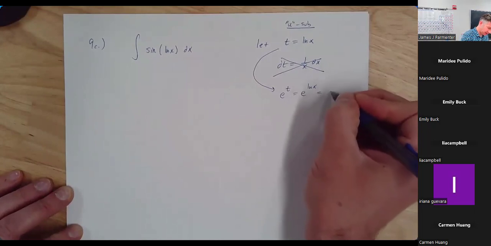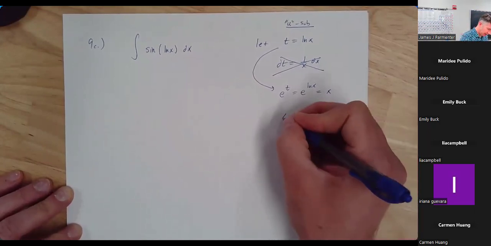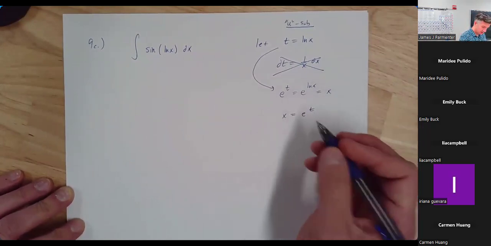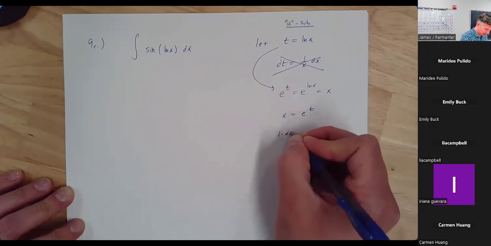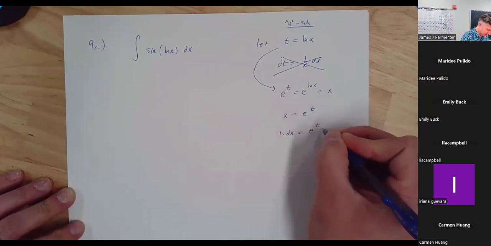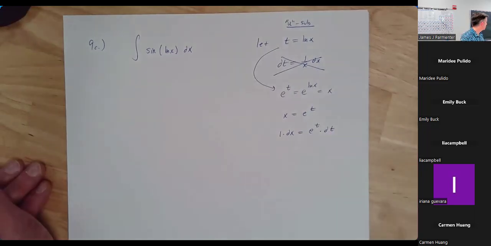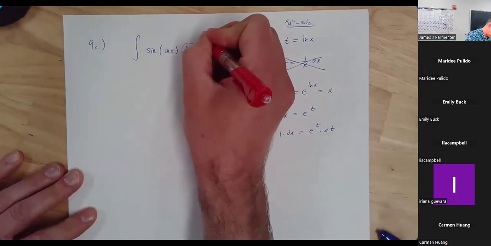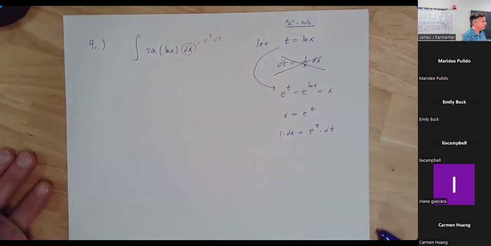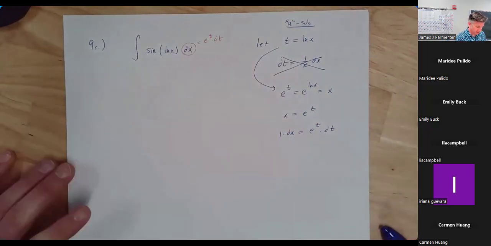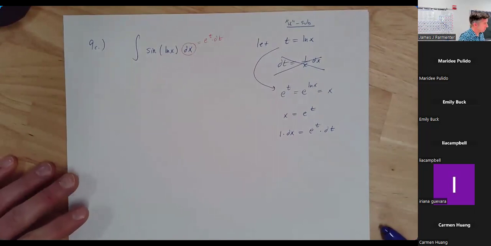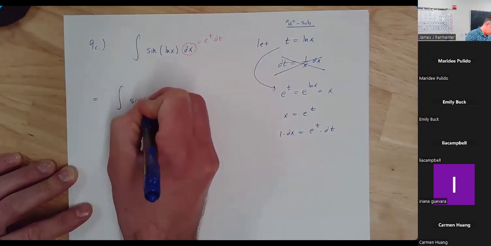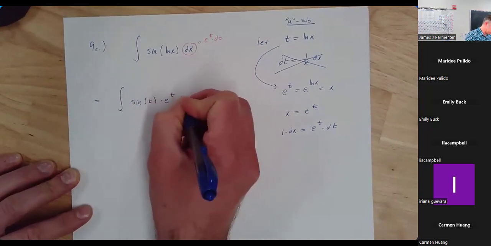And then e to the natural log of x here is x. So then we have x equal to e to the t, and we're going to take the derivative of both sides to get a dx. The derivative of x is 1 times dx. The derivative of e to the t is e to the t times dt. So then we can replace our dx with e to the t times dt. And our sine of natural log of x will become sine of t. So this is going to become the integral of sine of t times e to the t dt.